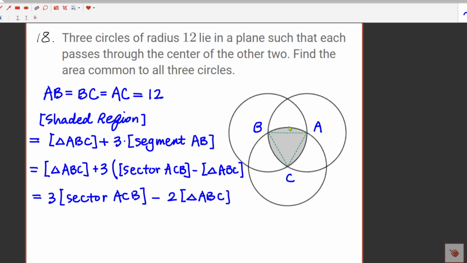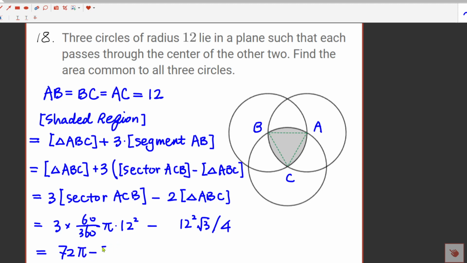Because we know the side lengths of triangle ABC, and triangle ABC is an equilateral triangle, then we know the triangle has area 12 squared square root 3 over 4, right? And the sector has an area 60 over 360 times pi r squared, which is pi 12 squared. Then we have a 3 in front. And then the difference is 72 pi subtracted by 72 square root 3, okay?